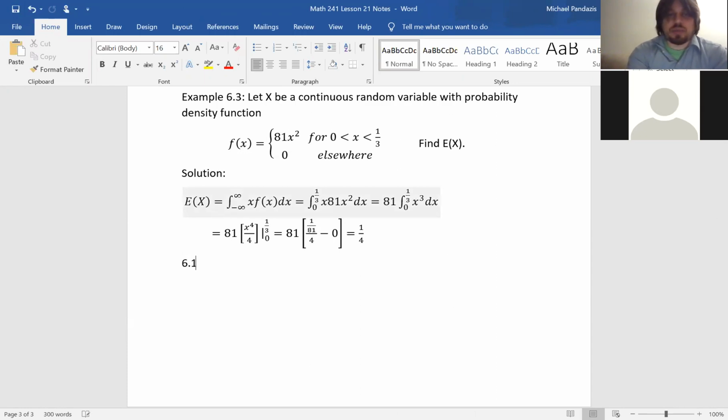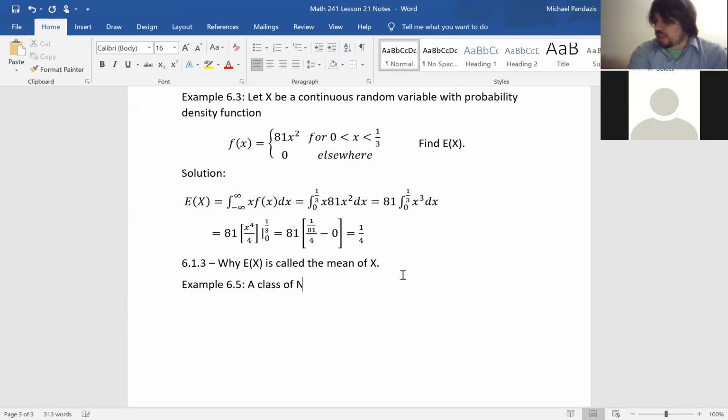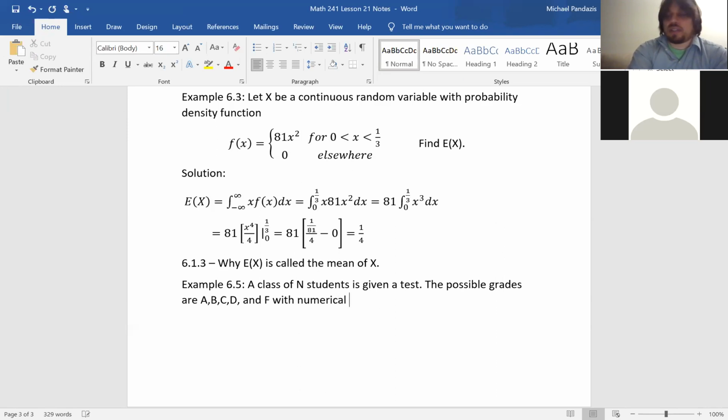Okay, so next is 6.1.3, and this is on why E of X is called the mean of capital X. So this is an example to illustrate that. Example 6.5. A class of capital N students is given a test. The possible grades are A, B, C, D, and capital F, with numerical values 4, 3, 2, 1, and 0, respectively.